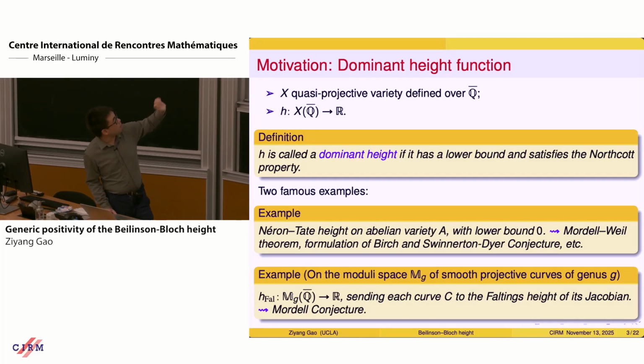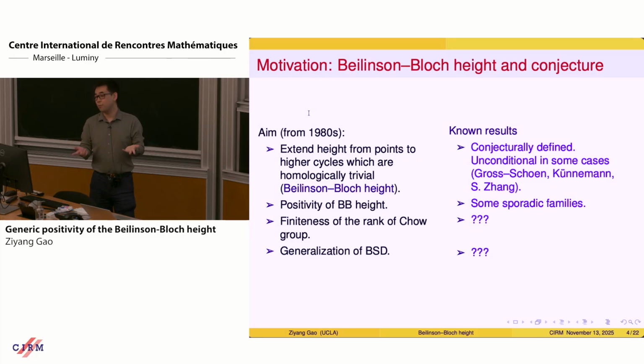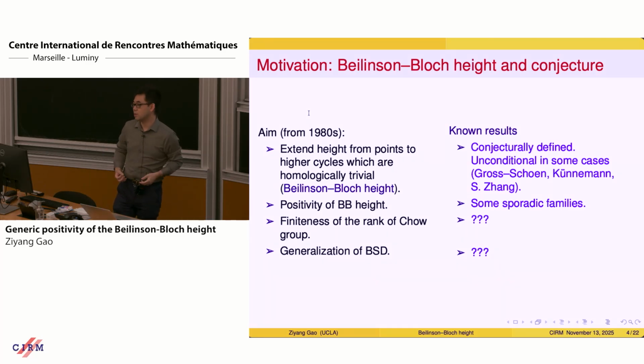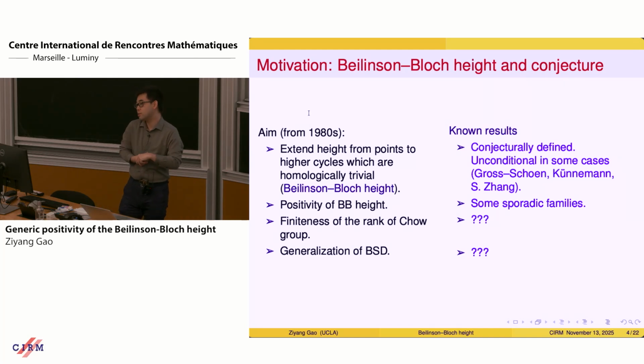So all these are functions on algebraic points of varieties. And we have a natural question to ask: can we extend this from heights of points to heights of cycles on varieties? And moreover, we want a normalized one, to relate to L-functions and zeros of L-functions and so on.